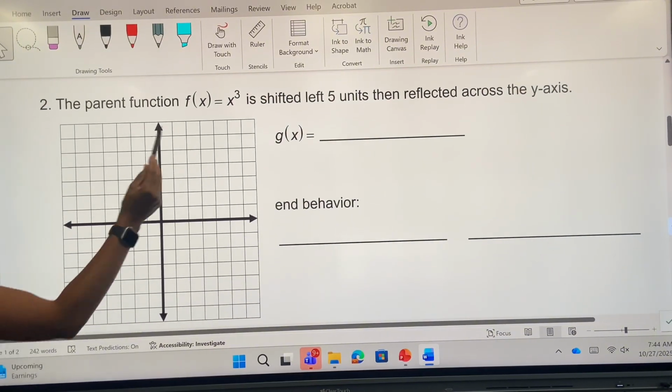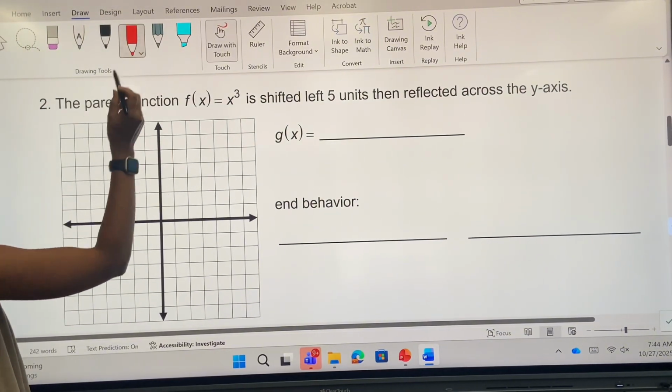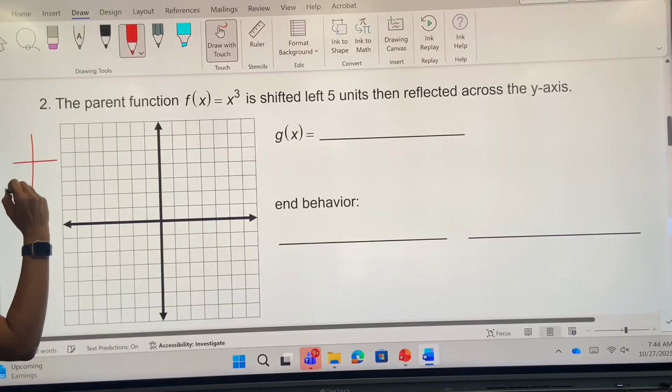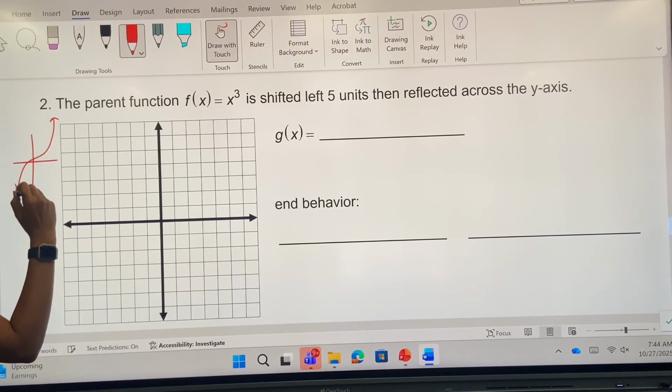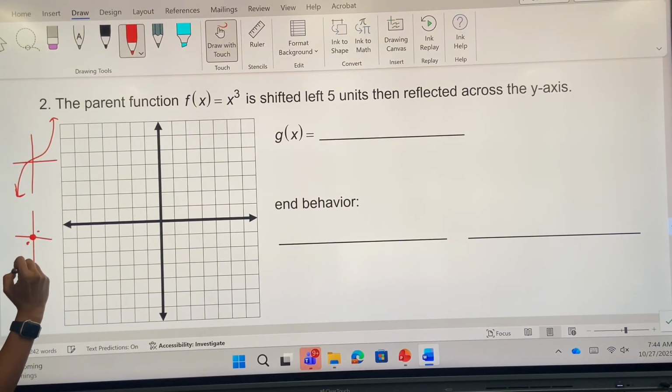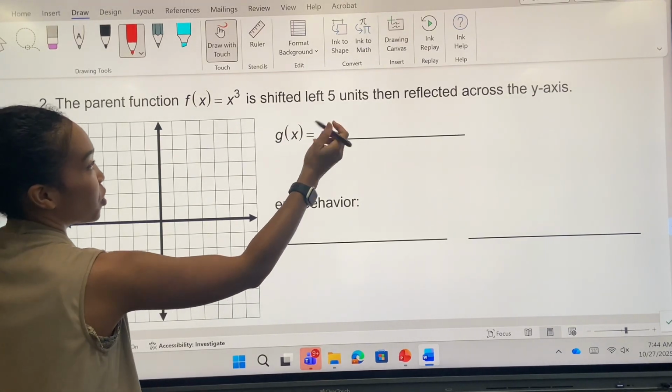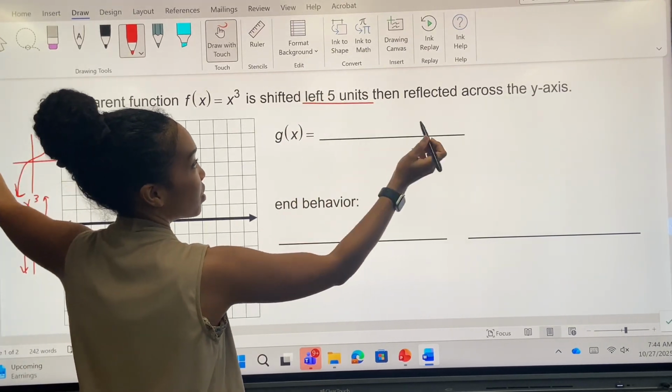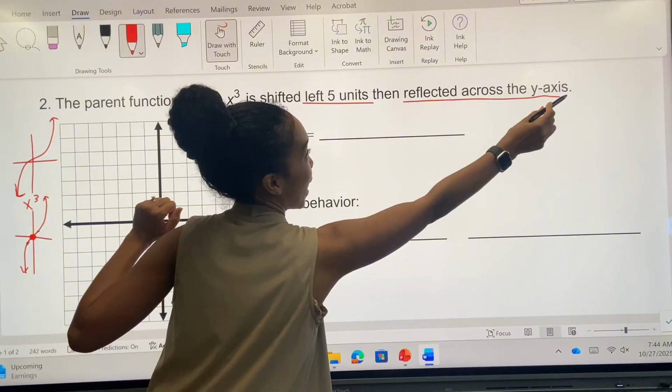Next one, you have a cubic graph. In your cubic graph, it typically looks like, well, it always looks like this. Let me write that better. It has a point in the center, a point here and here, and it goes like that. That's what your cubic graph looks like. However, this one was shifted left 5 units, and then it was reflected across the y-axis.